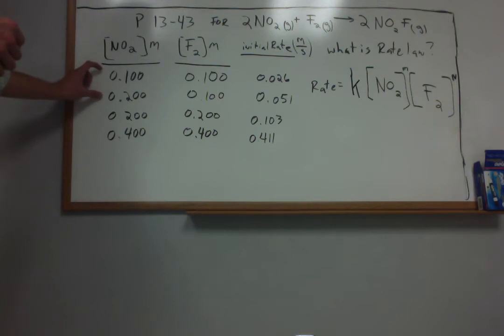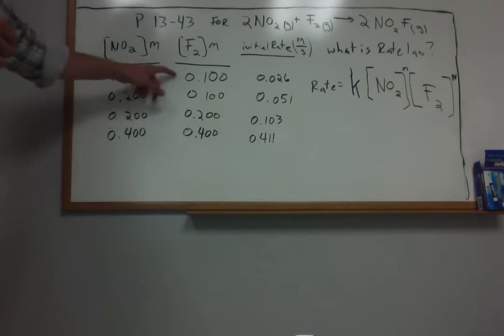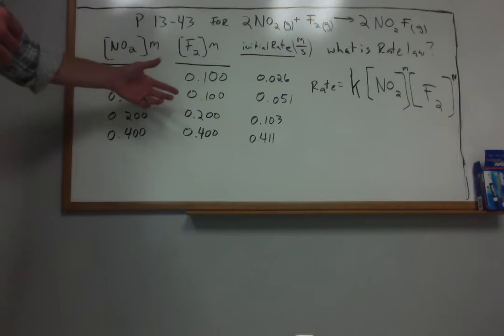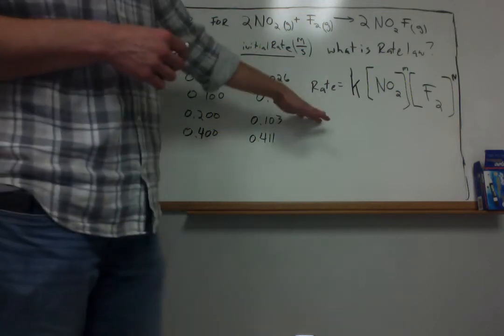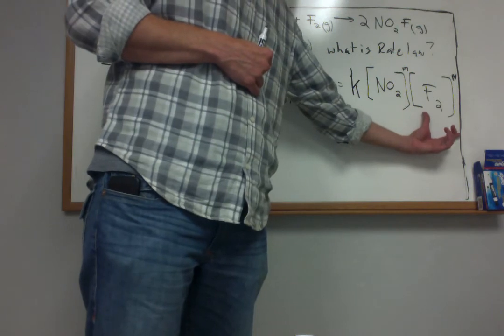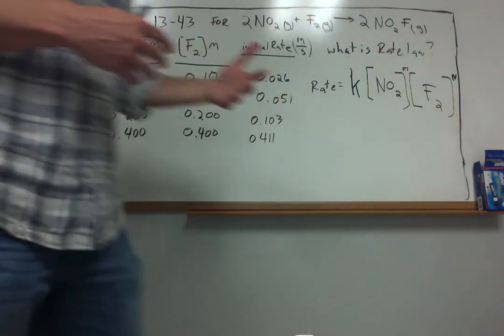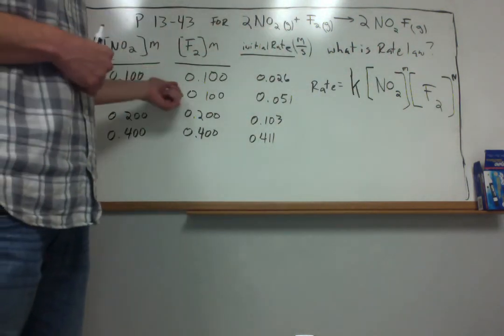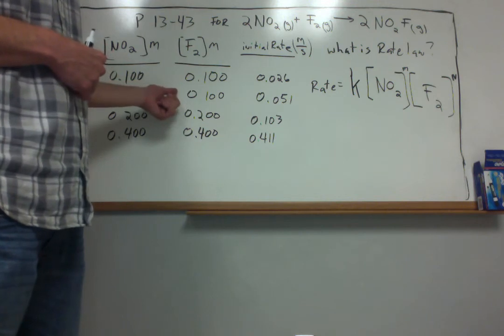Here, between experiment 1 and experiment 2, we see that the concentration of my NO2 doubles, but the concentration of my fluorine remains the same. The reason why one of them has to stay the same is so that in your rate law relationship, one of these terms remains unchanged. It's a fixed variable between 2 experiments. And that's important. You have to keep one of the variables fixed such that you can see how the other one changes the situation.